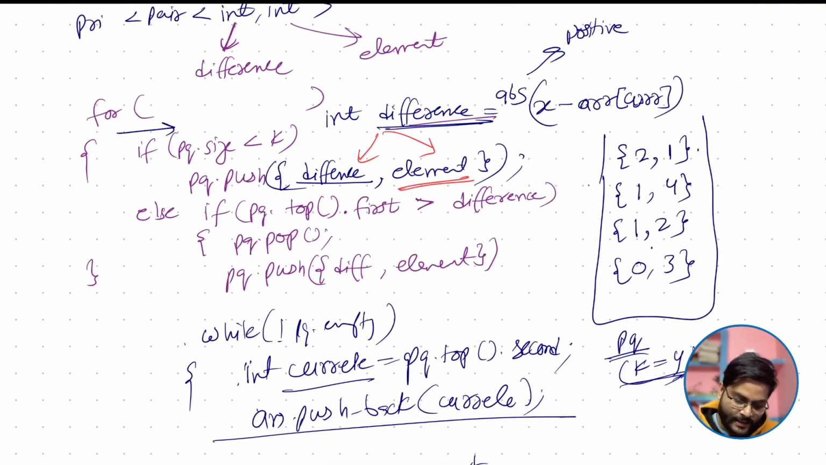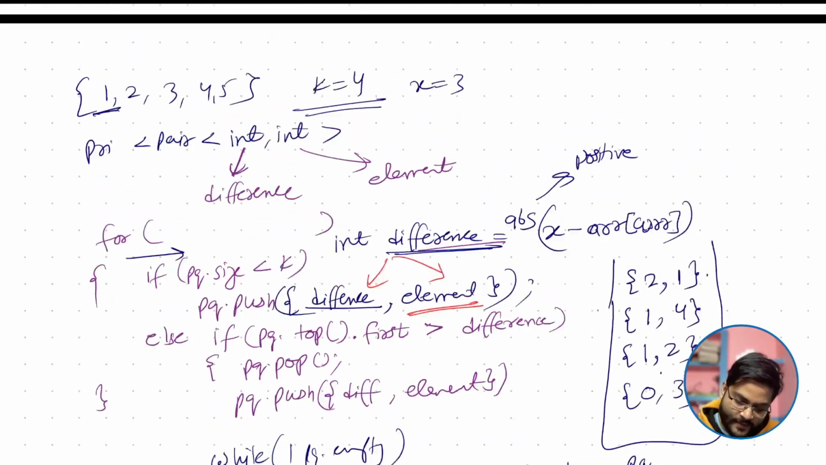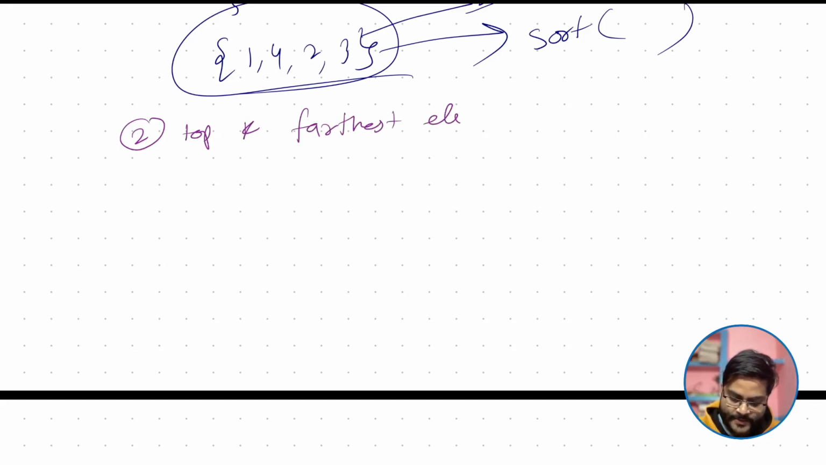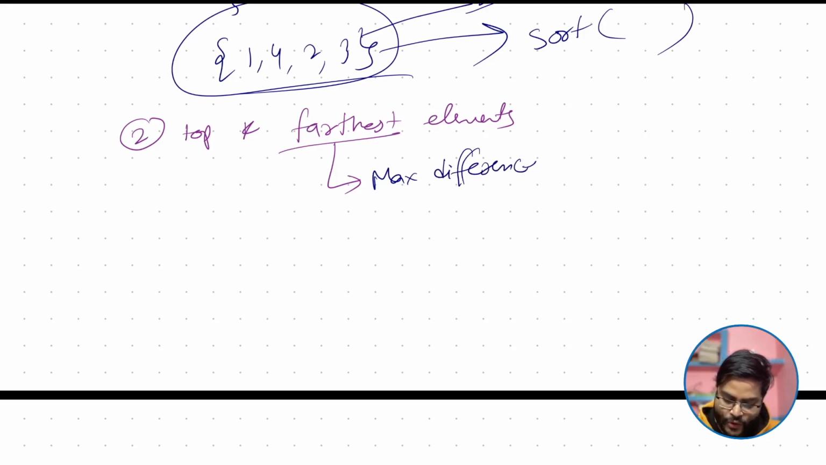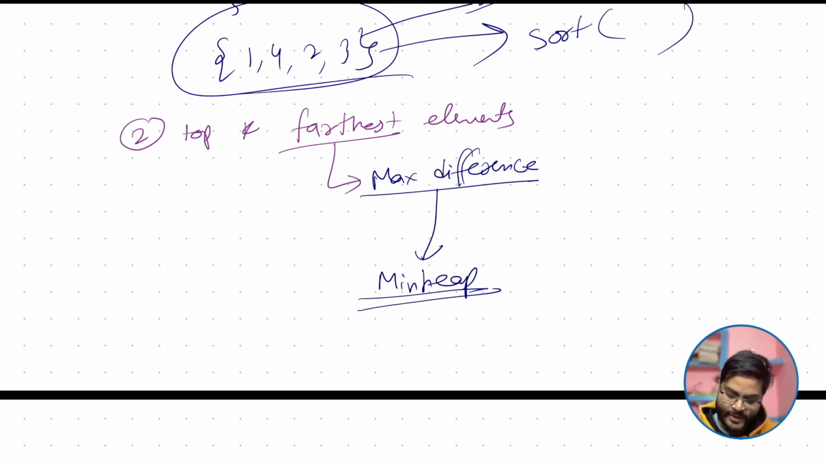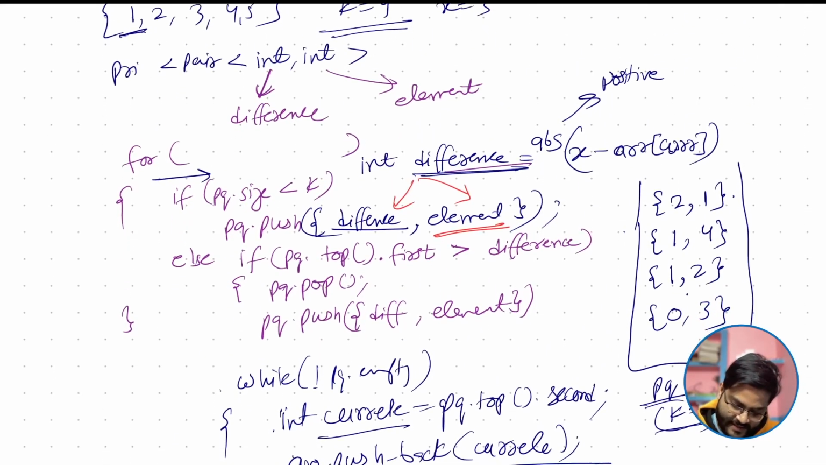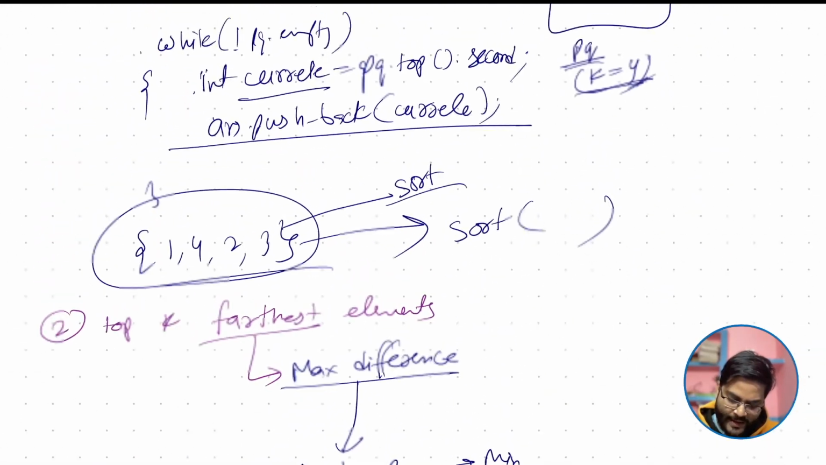Otherwise we can return this only. Now what if my problem is to find the top k farthest elements? Farthest elements means maximum difference. And if you want to find the maximum difference, you can use a min heap. That will give you optimal time. So use a min heap and just change these conditions. This condition will change. That's it. Everything else will remain the same.